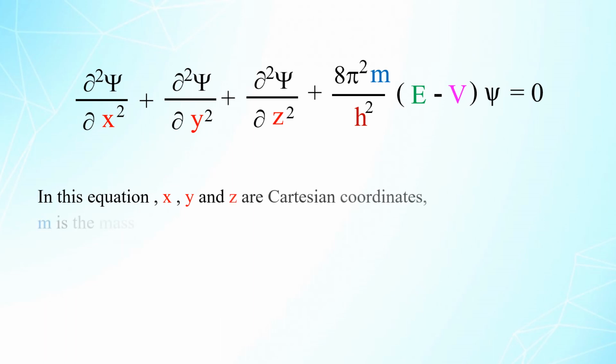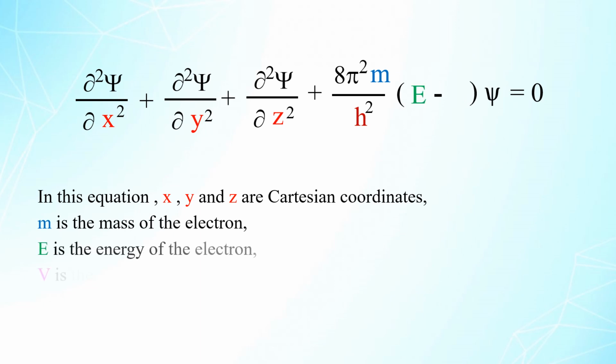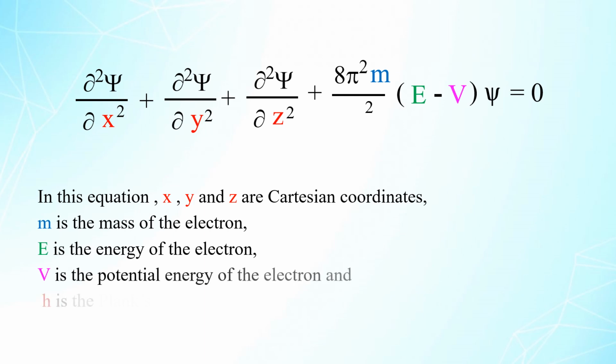m is the mass of the electron. E is the energy of the electron. V is the potential energy of the electron. And h is the Planck's constant.